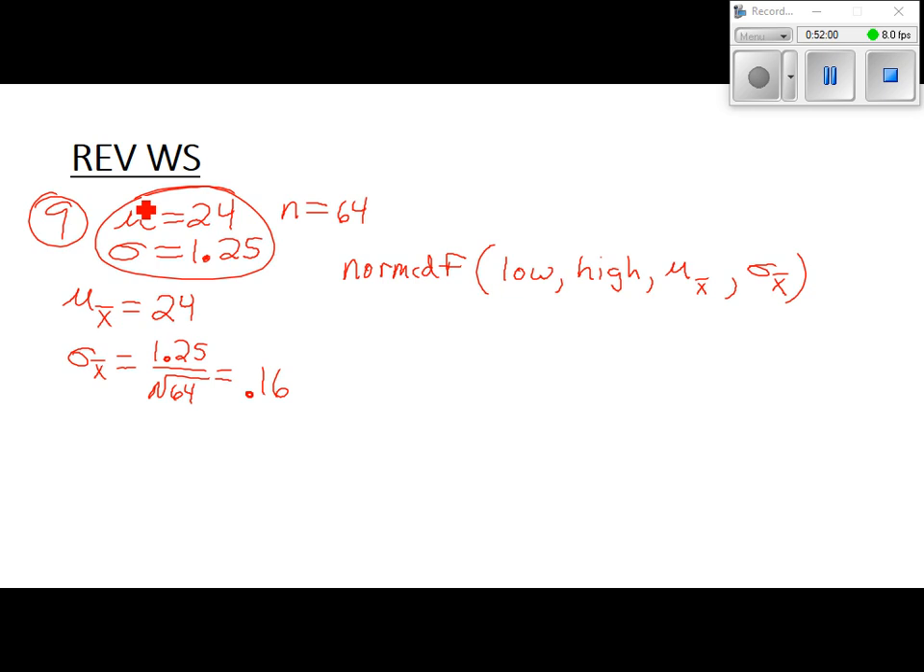What is our low limit this time? Negative 1,000. What's our high limit? 24.3, because that's what they said. We want everything less than 24.3, right? And then 24 is our mu, and what's our standard error? 0.16. And it comes out to be 0.97. Go out any farther? It goes 0.9696.